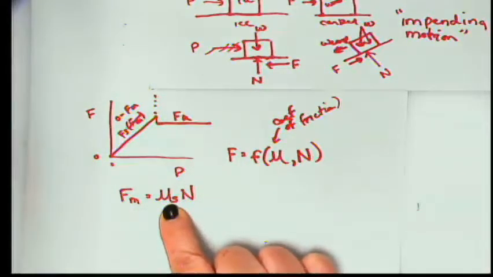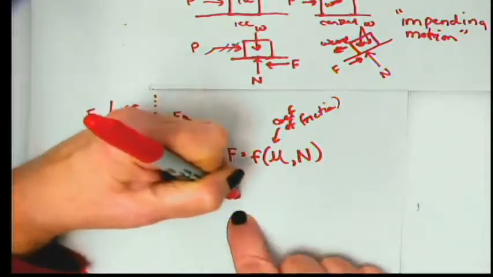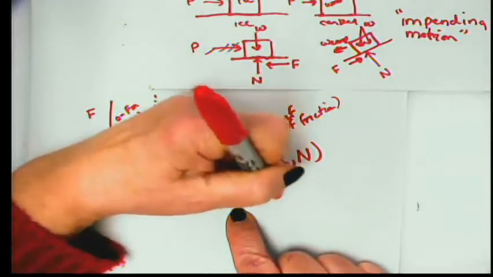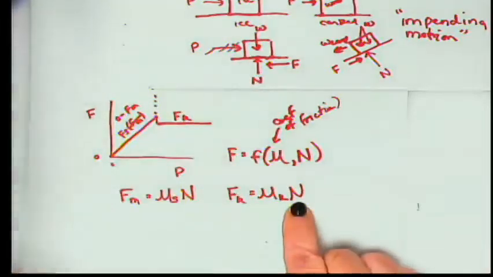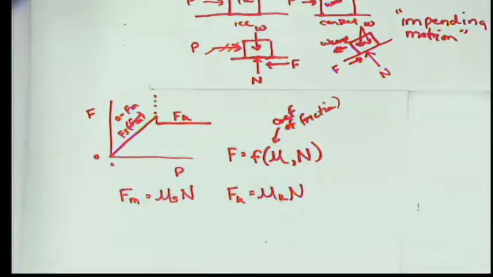This is a number that's determined experimentally. For example, Velcro has a higher mu sub s than does ice on clay tile, for example. F sub k, or the force of kinetic friction, is going to equal mu sub k times N. And as we can see from this diagram, that remains the same. Once motion occurs, motion is occurring.